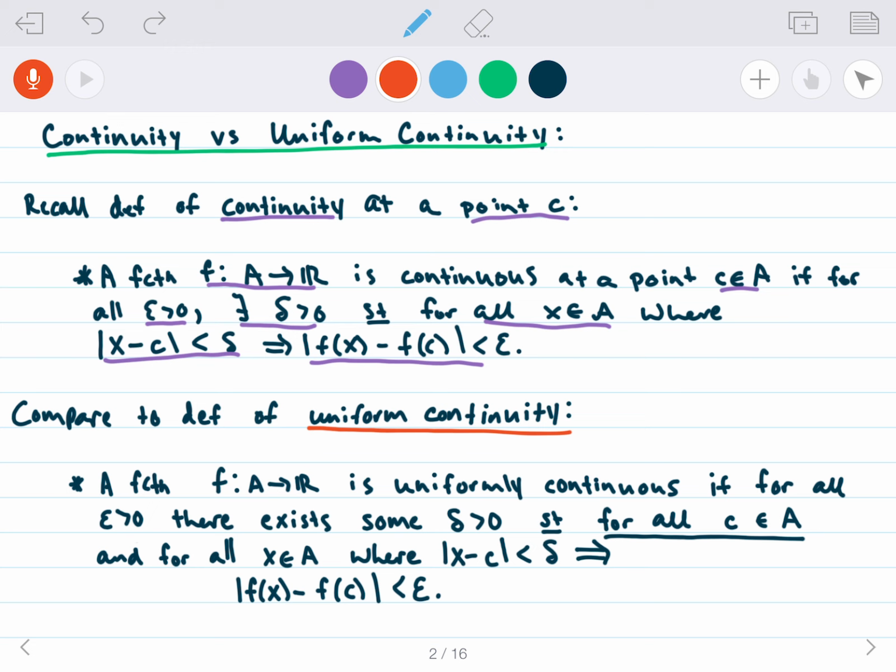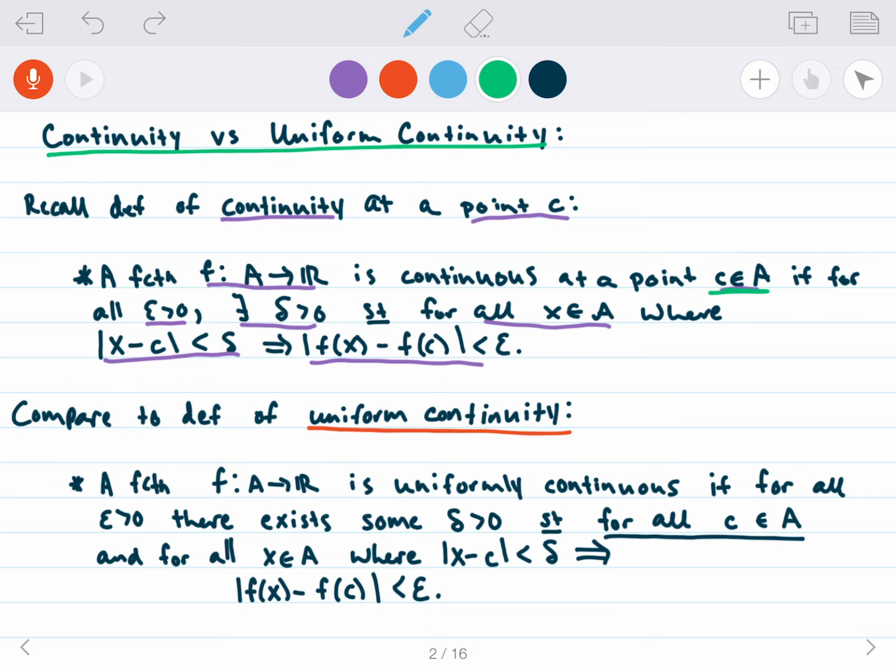So the first thing we're going to talk about is the difference between continuity at a point C and uniform continuity. Okay, so recall our definition of continuity at a point C. If we have a function from A to the reals, it's continuous at a point C in our domain A if for every epsilon bigger than 0, there is some delta bigger than 0, so that for all x in our domain, whenever x is in the delta neighborhood centered at C, that implies that f of x is in the epsilon neighborhood centered at f of C. Okay, so that's what continuity means.